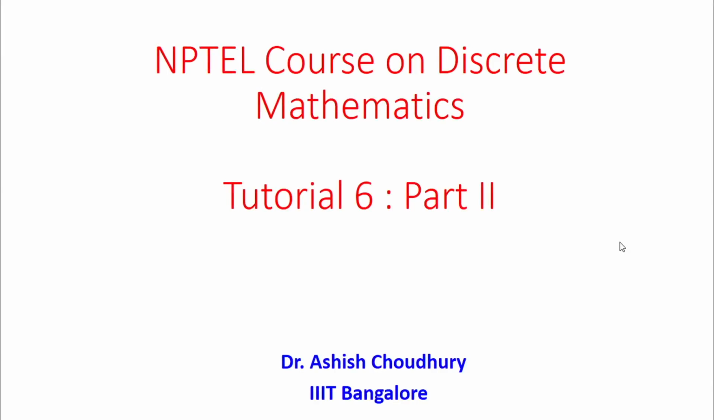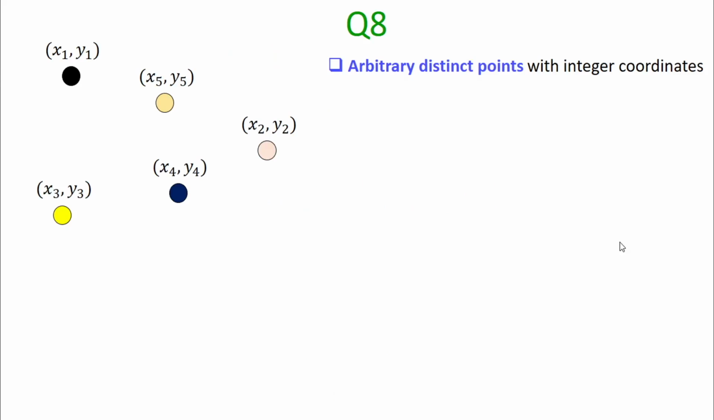Okay, hello everyone. Welcome to the second part of tutorial 6. Let's start with question number 8. You are given here arbitrary distinct points in the two-dimensional plane. Each point will have an x coordinate and a y coordinate, and the points are having integer coordinates, right? So they are arbitrary points except that they are distinct.